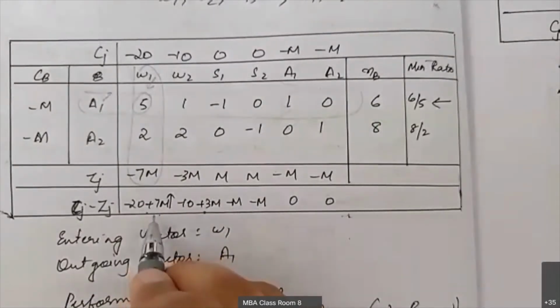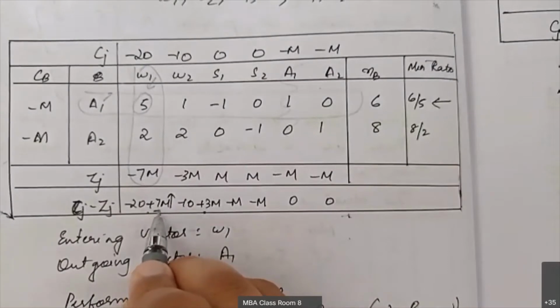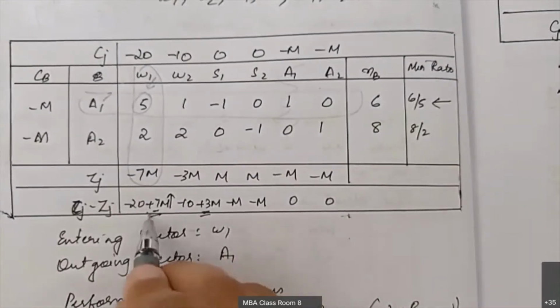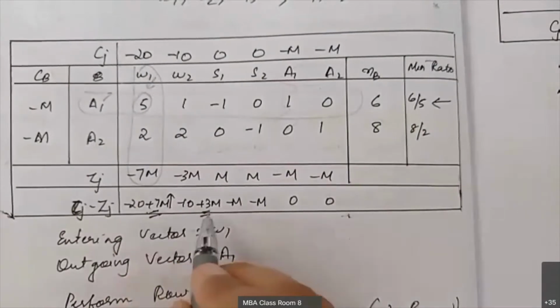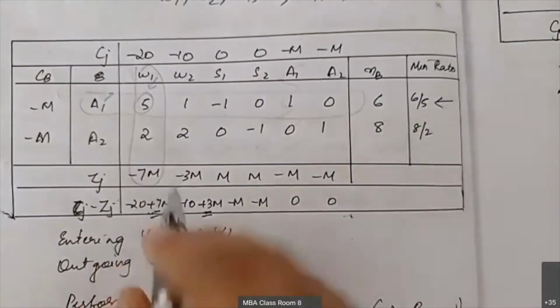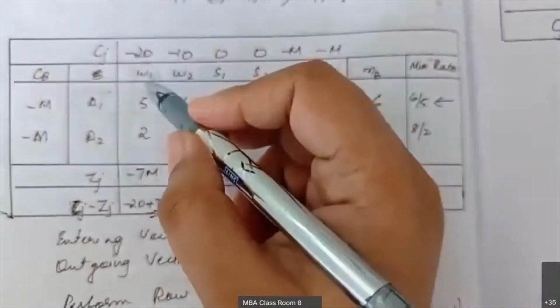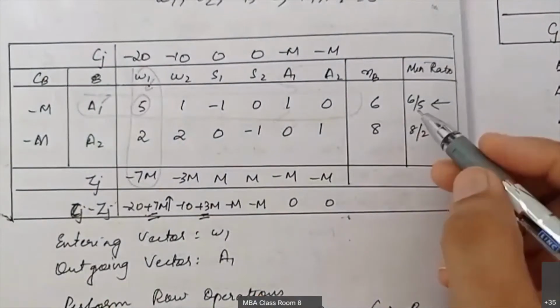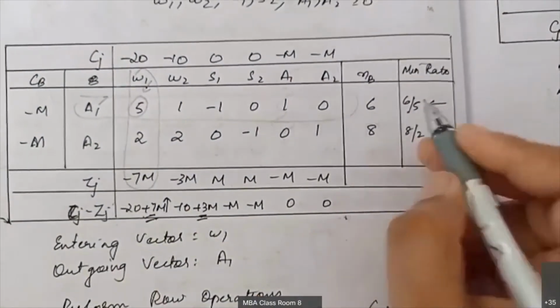So take the coefficients of M alone. Over here it is 7, and over here it is 3. 7 is greater than 3, so this is the greater positive value. So this is going to be my incoming vector W1. Similarly, you take the least value from here. 6 by 5 is the least value. So A1 is going to be my leaving vector.